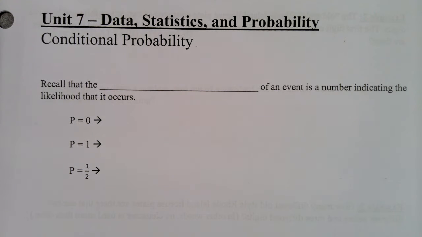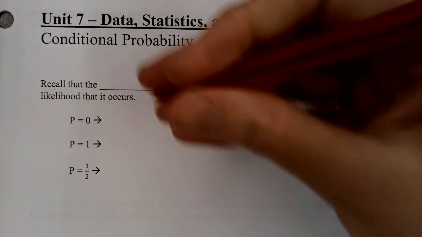All right, this lesson is called Conditional Probability. One definition to start, it is a review. Recall that the probability of an event is a number indicating the likelihood that it occurs. Probability.